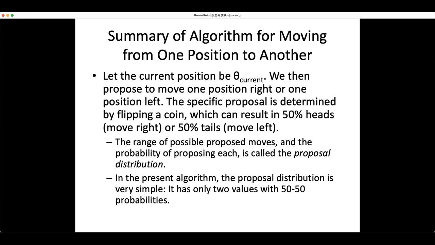There's a special terminology to call this. In the present algorithm, the proposal distribution is very simple because you can only move to the left adjacent island or move to the right adjacent island, each with a probability of 50%.